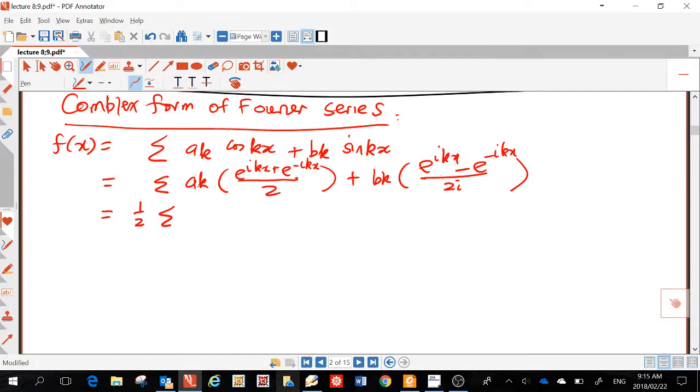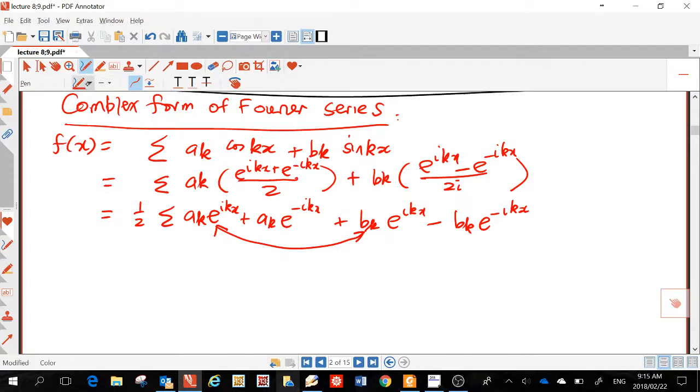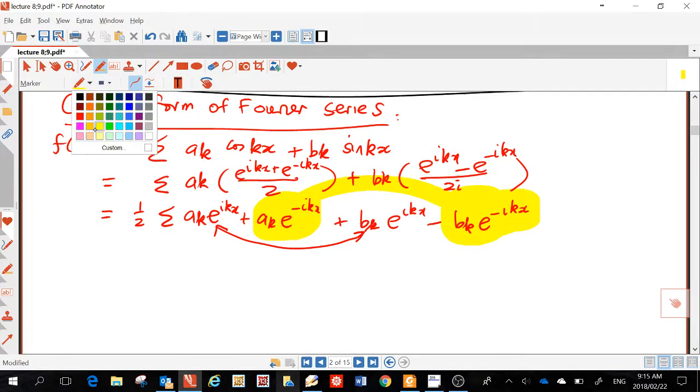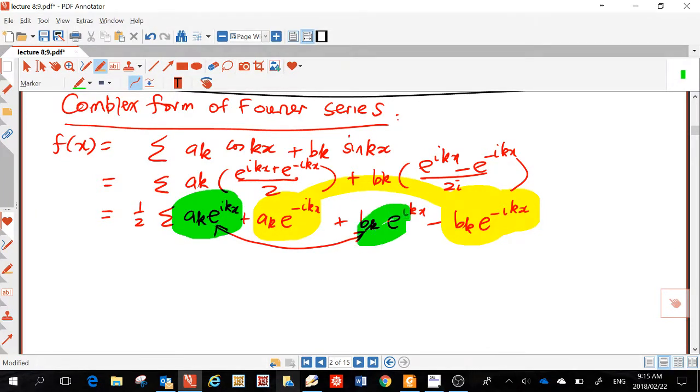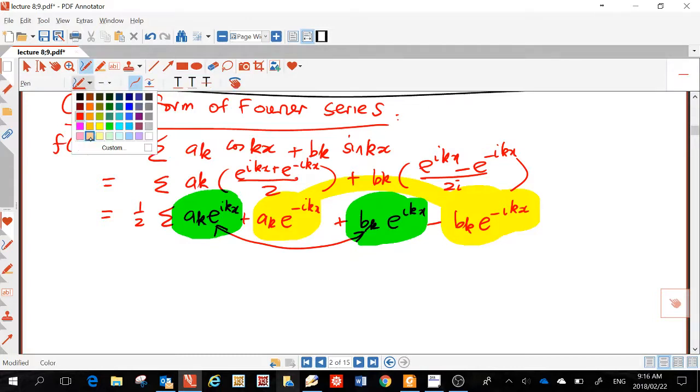Let me just take out the half as a common factor there. And then let me multiply out the brackets. a_k e^(ikx) plus a_k e^(-ikx) plus b_k e^(ikx) minus b_k e^(-ikx). Next, I will group stuff. Group these e^(ikx)'s, and group these other guys here, the yellow guys and the green guys. Rearrange them. Nothing funny going on here. It's just the standard calculation. As soon as you find something funny going on that you don't get, put your hands up and ask so that we can clarify it.